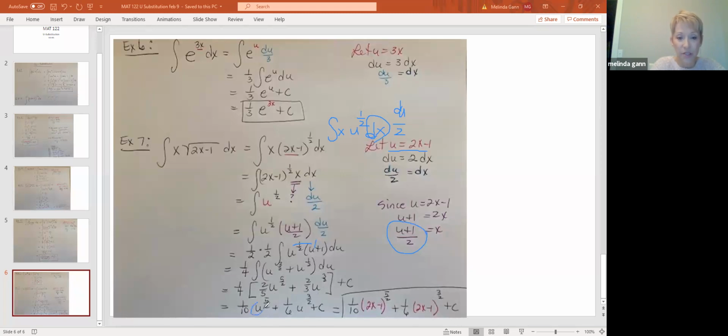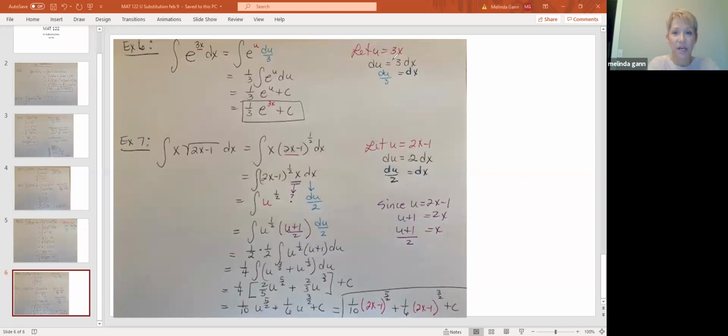So I'm going to pull this u out, and I'm going to pull this u out, and I'm going to put in place of it 2x plus 1 in both places. So there's a 2x plus 1 to the 5/2. And a 2x plus 1 to the 3/2. So your last step is to always substitute back.